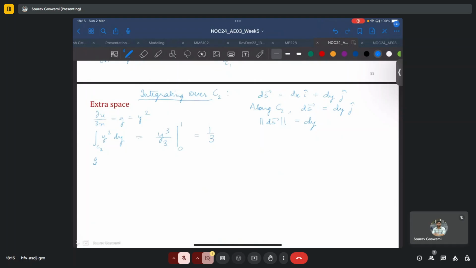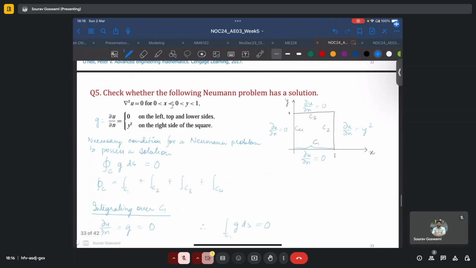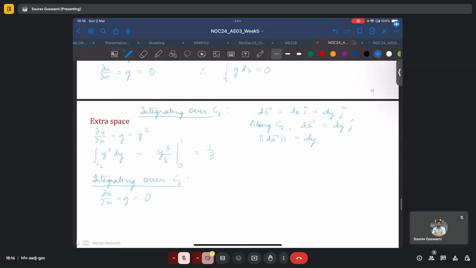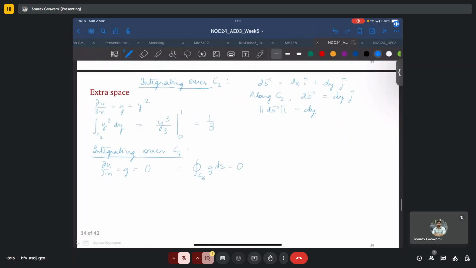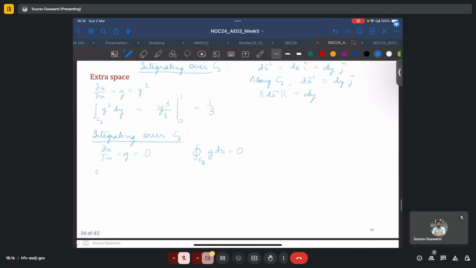Integrating over C3 will again give us 0, because if I remember, yes, along these sides also, g is simply 0. And same is the case over C4.